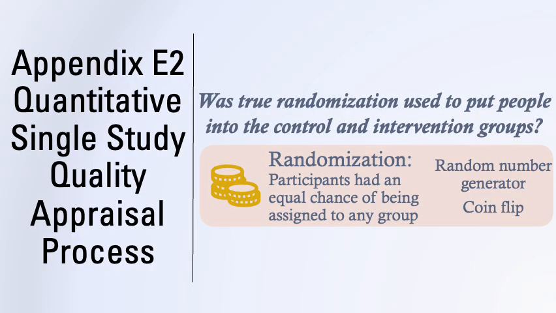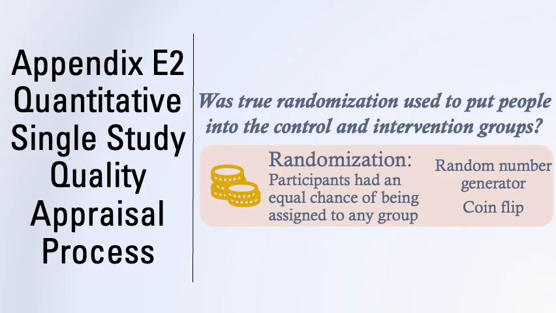We are now going to look at question number 10 and question number 11 together because question 10 is more of a header to lead into question 11. Quality appraisal question 10 in the methods section of a quantitative single study is not actually a question, but rather a phrase that states, if there was randomization. Question 11 follows this and asks, was true randomization used to put people into the control and intervention groups?